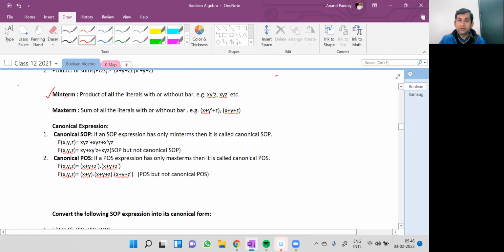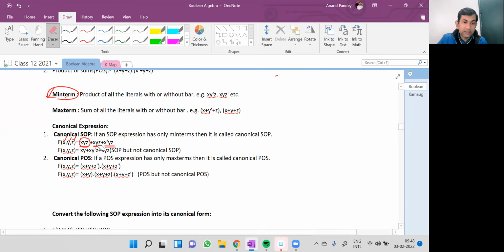So it's clear to all. See this expression, it has xyz, x'yz, xy'z. Here this is a min term, this is a min term, this is also a min term, this is also a min term. In this expression, each and every term is a min term. All the terms in this Boolean expression are min terms. Why? Because it is the product of all the literals, x, y, z, all three, with or without bar.